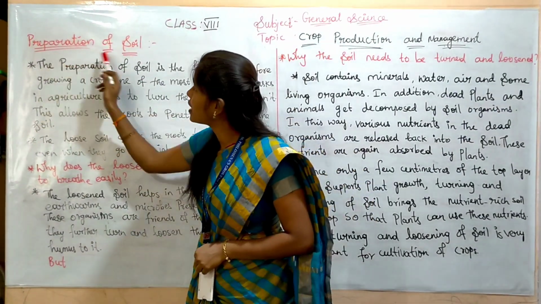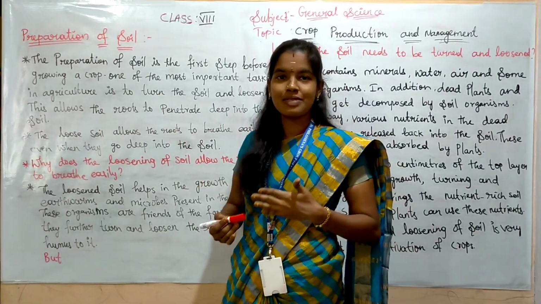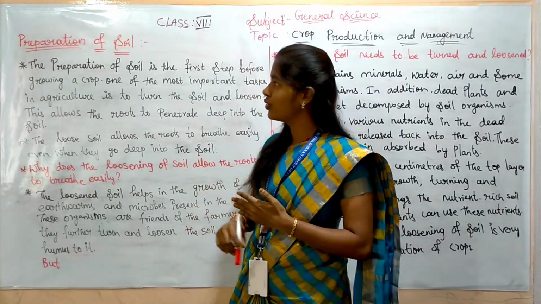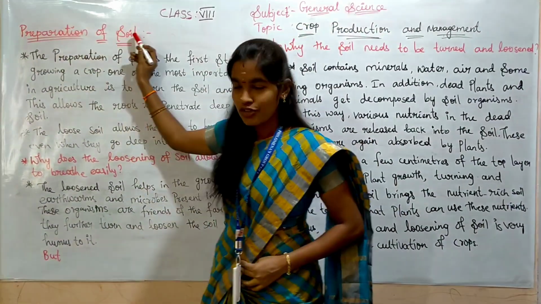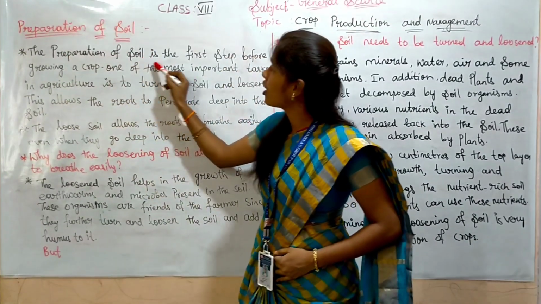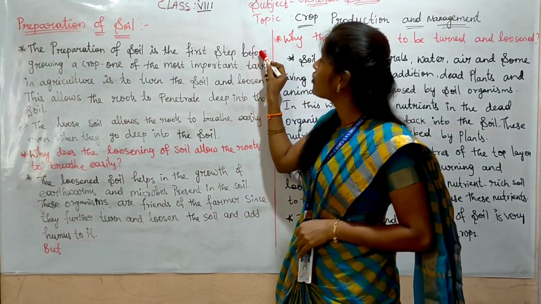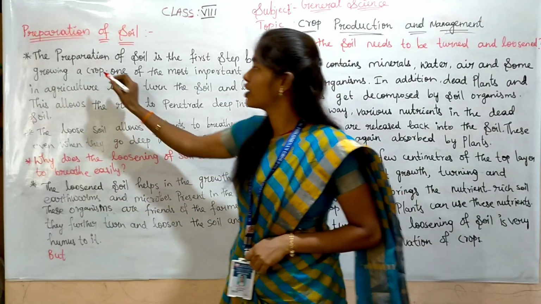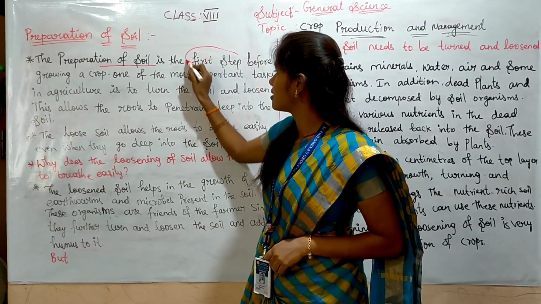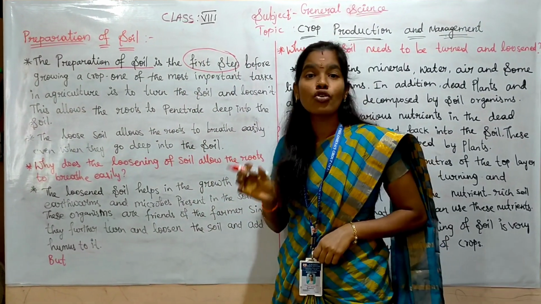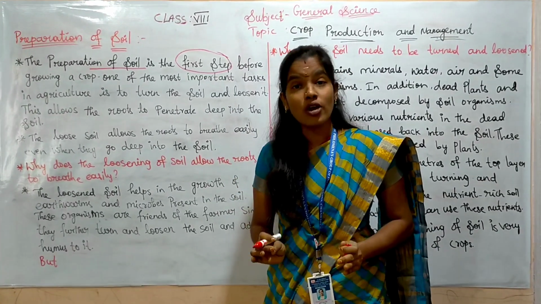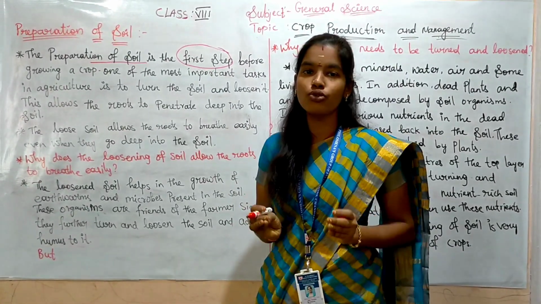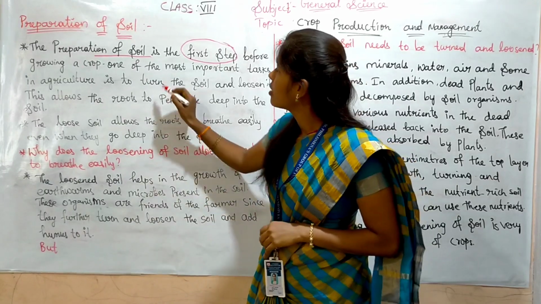The first step is preparation of soil. Farmers do many steps, and the first one is preparation of soil. The preparation of soil is the first step before growing a crop. Before growing a crop, we have to do preparation of soil.